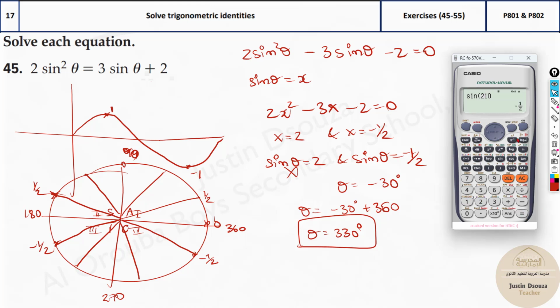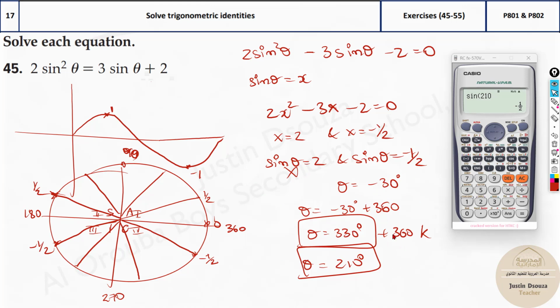Let's check what is 210. It is negative half. So there are two answers here. Theta is 330, you will get negative half, and theta is 210 degrees also. The thing is, this keeps on repeating. If you add 360 degrees to it, again you will have negative half. If you keep on adding 360, it's going to be negative half. So we don't keep on adding 360, we just write 360 times k. K is an integer. It can be 1, 2, 3, anything. Even it can be minus 1, 2, 3. Even if you keep on subtracting 360 from 330, you will get negative half.